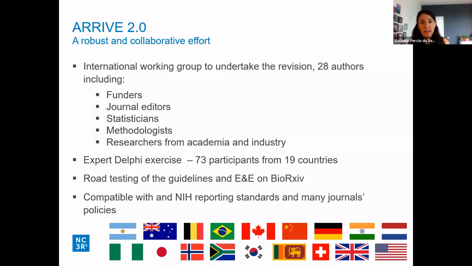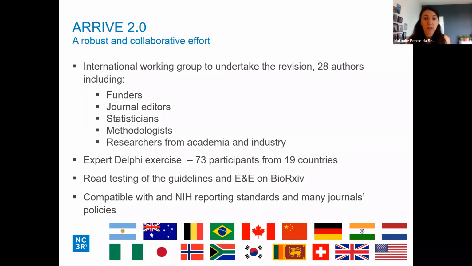To allocate the items of the guidelines into the two prioritized sets, we used a Delphi exercise with external stakeholders to maximize diversity in field of expertise and geographical location. So we had experts from 19 different countries providing input. And following the publication on bioRxiv in 2019, the revised guidelines and the explanation document were also road tested with researchers preparing manuscripts describing in vivo studies. So that's to ensure that these documents were well understood and useful to the intended users.